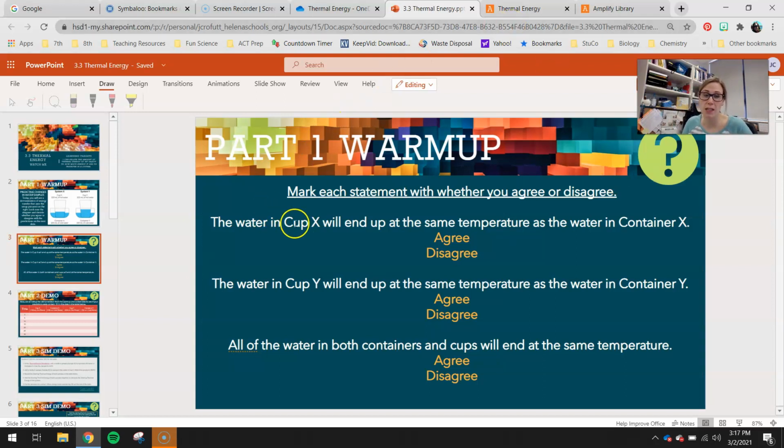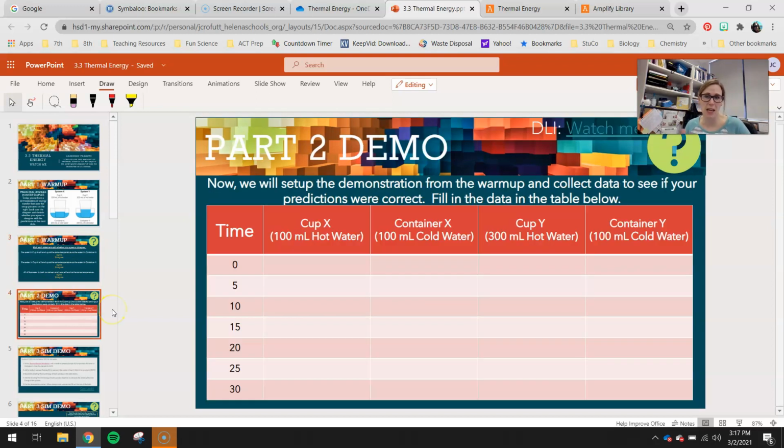Okay, so the water in cup X will end up at the same temperature as the water in container X. So you either agree with that statement or you disagree. The water in cup Y will end up at the same temperature as the water in container Y. Agree or disagree. And then all of the water in both containers and cups will end up at the same temperature. Agree or disagree. Okay, all right, moving along. Make sure you click back on your cursor when you're done using your draw tool to circle agree or disagree there. We're going to go ahead and start this demo on slide 4.